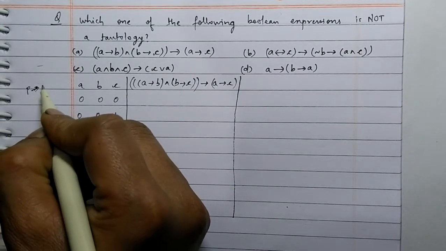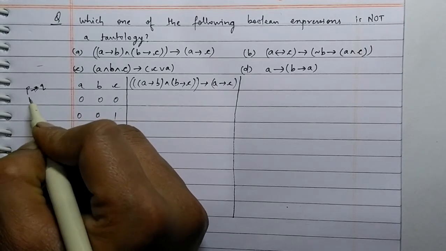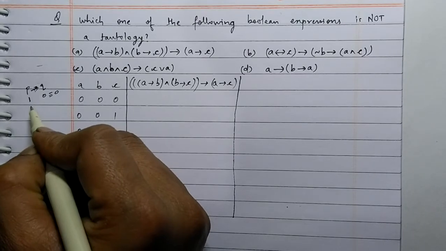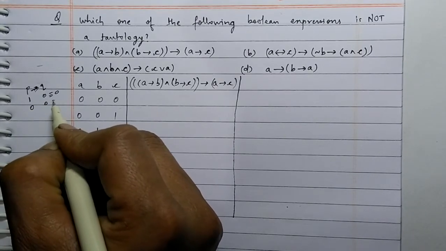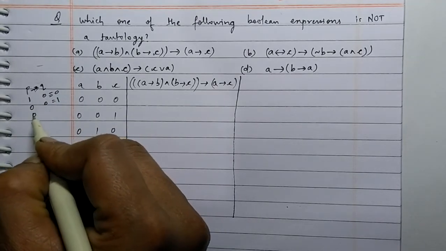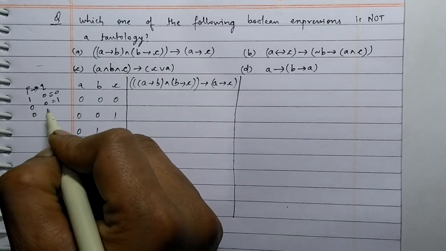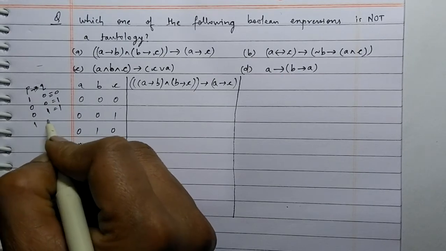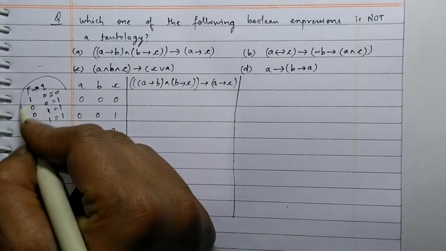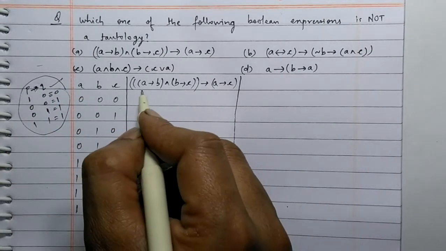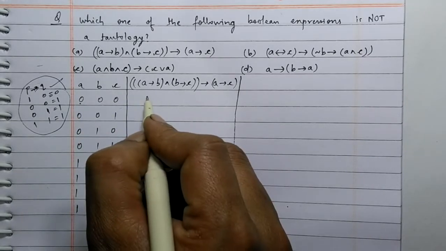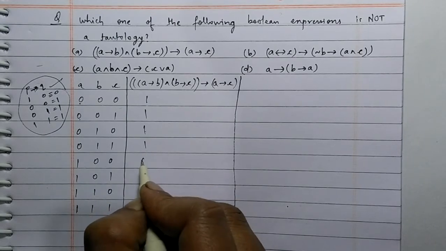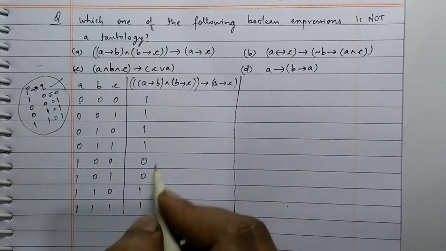P implies Q is false whenever P is true and Q is false, and it is true otherwise. When P is 0, Q is 0, it is true. When P is false and Q is true, it is true. When P and Q both are true, then also it is true. We will use this concept here. For A implies B: true, true, true, true, false, false, true, true.